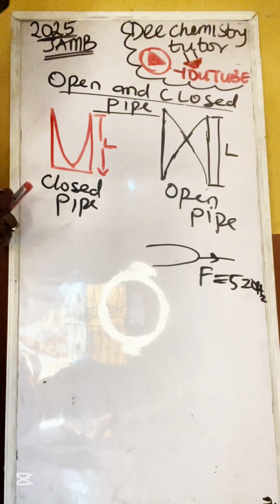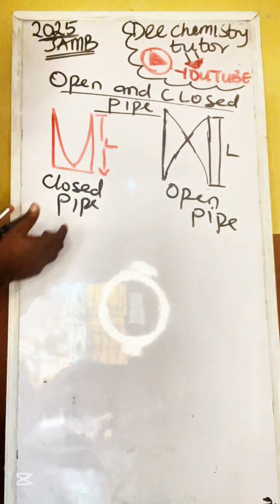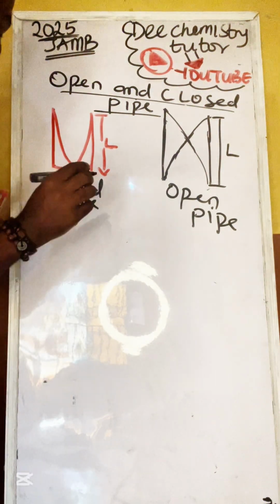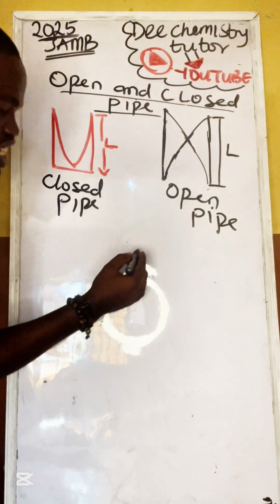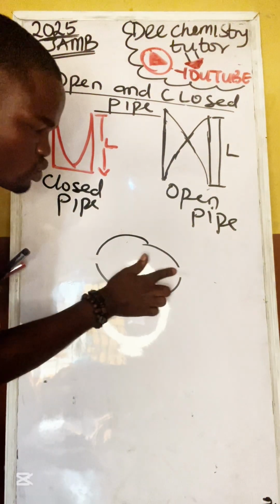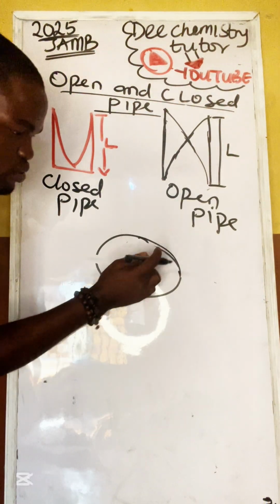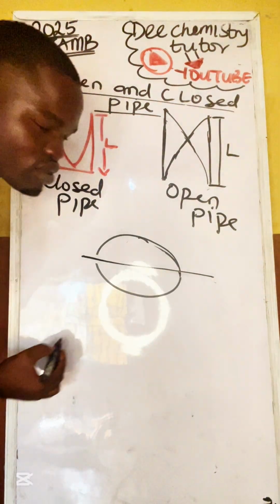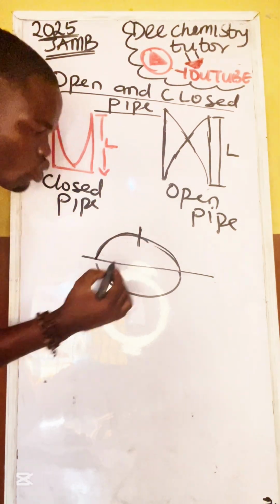So now let's get into it. If you want to write the length, let me teach you how you can know this. Just assume this is a cycle. Look at what I'll do. This is a full cycle. Now, this is a semi-cycle, and from here to here is a quarter of a cycle.